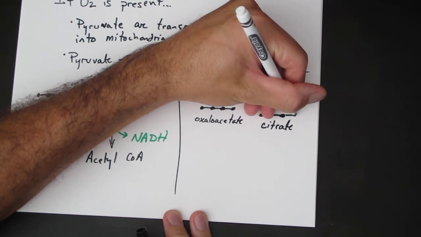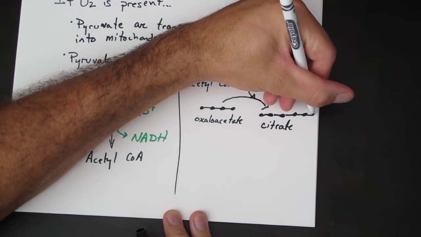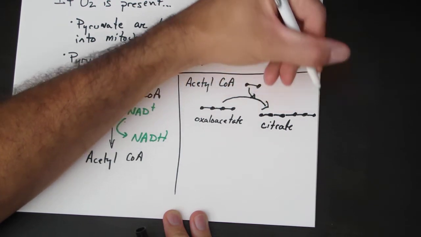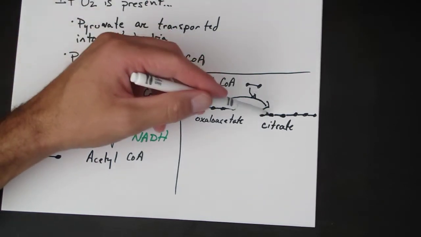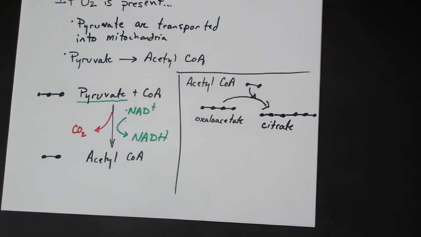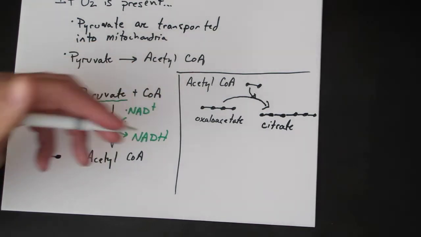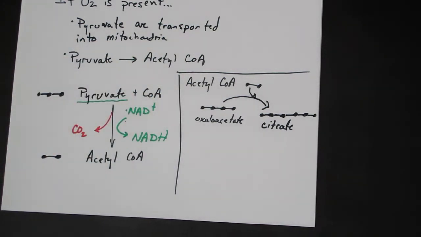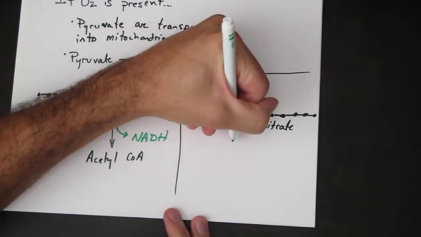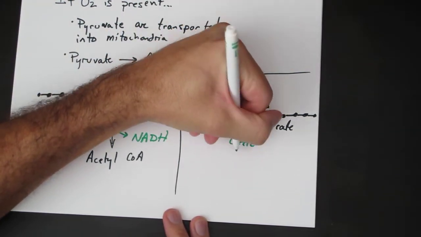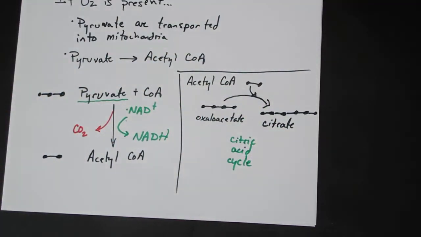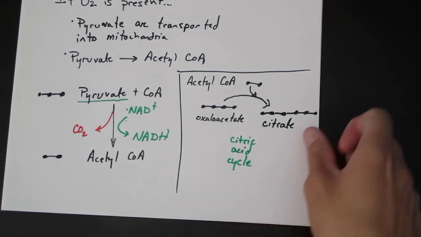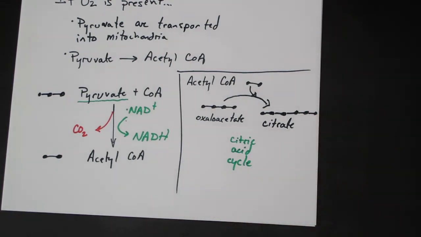And again, this is happening in the matrix of the mitochondria. We're ending up with a 4-carbon molecule and a 2-carbon molecule. We add those together, we get a 6-carbon molecule, citrate or citric acid. And this cycle that we're going to be entering in just a couple of seconds is called the citric acid cycle. The citric acid cycle is named because of the first step, which is citric acid or citrate.